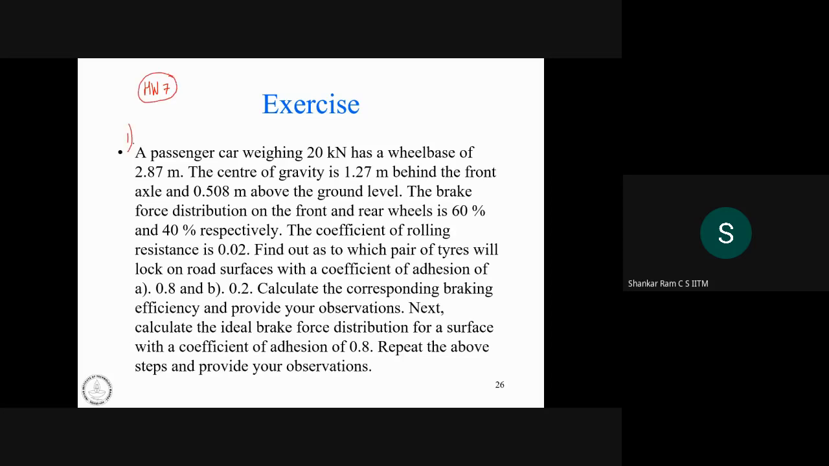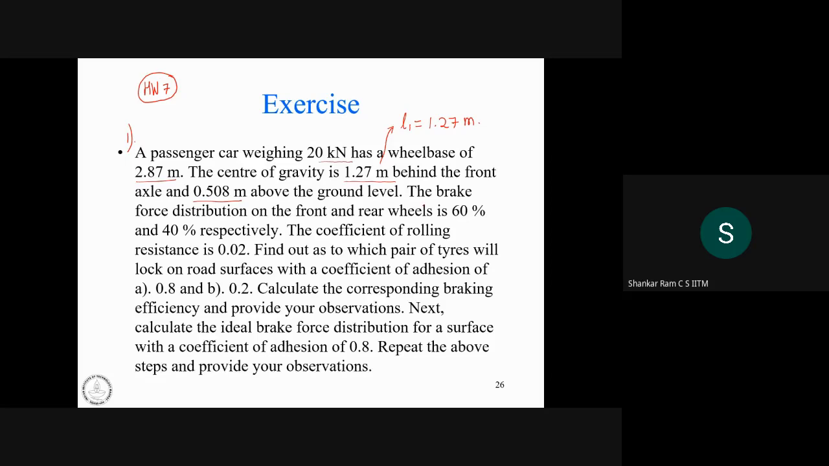So this is the first problem in homework number 7. Let me articulate what the problem is. We have a passenger car that weighs 20 kilonewtons. It has a wheelbase of 2.87 meters and its CG is 1.27 meters behind the front axle. So 1.27 meters behind the front axle center means L1 is given as 1.27, and you can immediately figure out L2, right? And H is 0.508 meter.